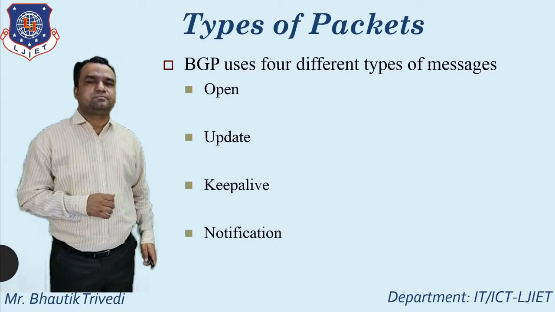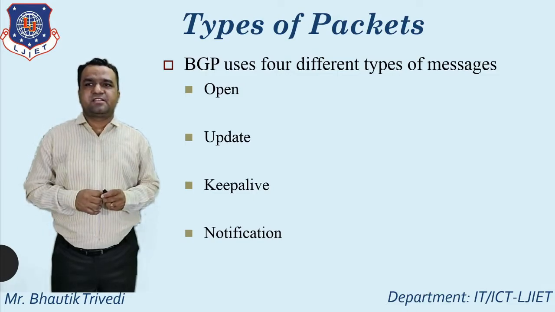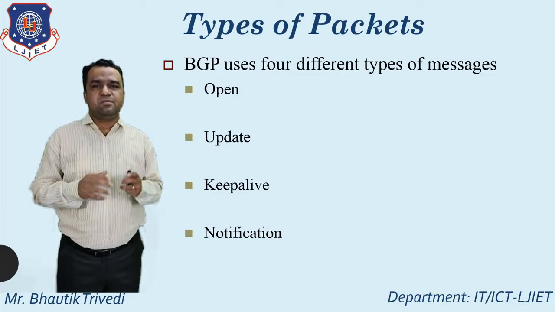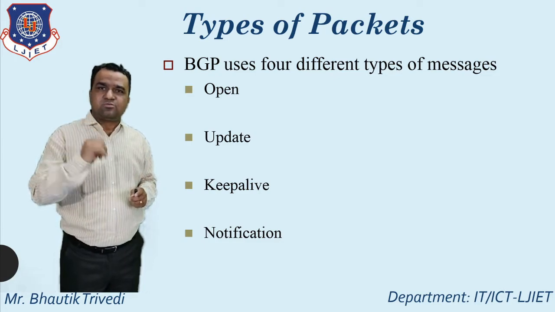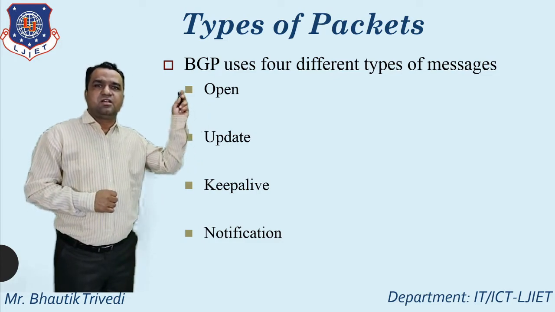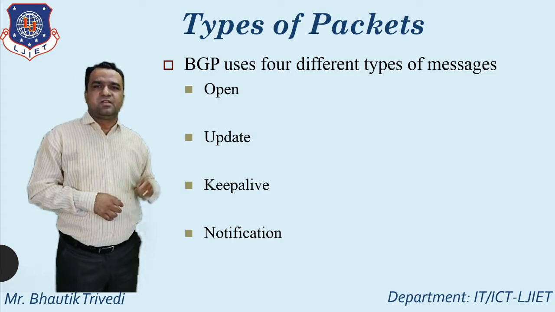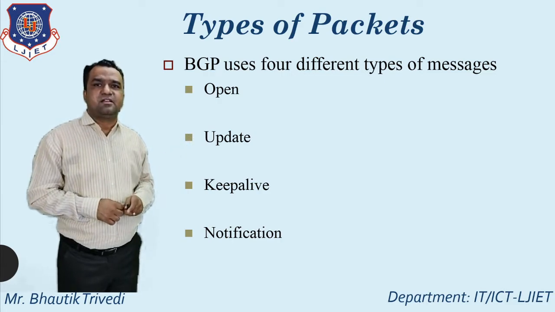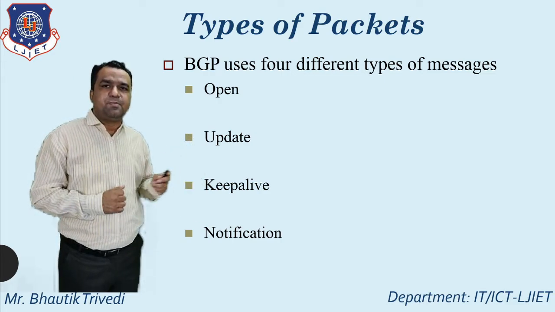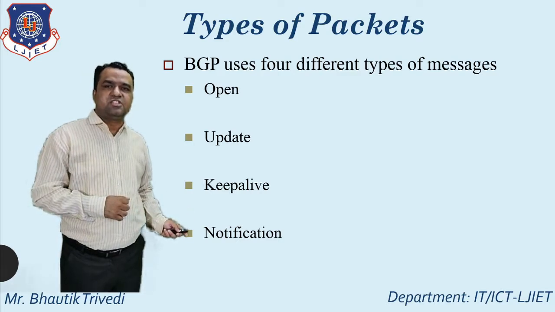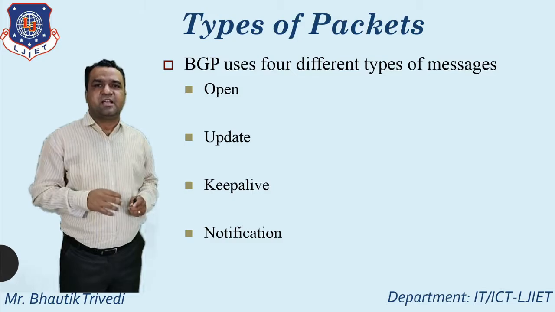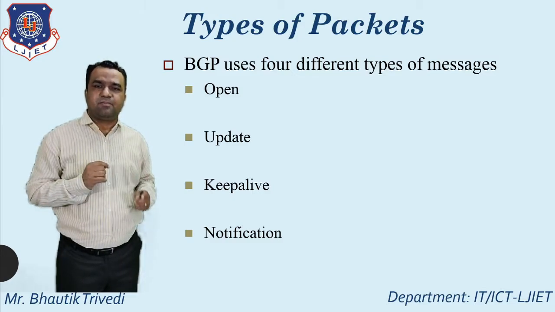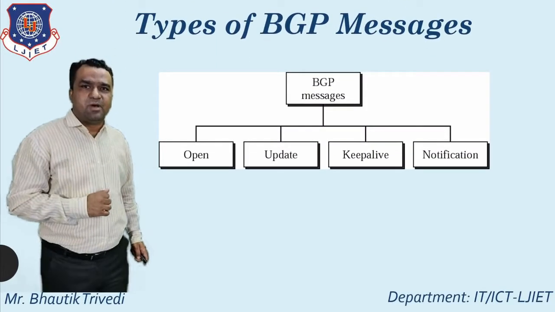After that, the types of packets supported in BGP. BGP supports four types of packets. First one is open, second is update, third is keepalive, and fourth is notification. So four types of messages, four types of packets, are part of the Border Gateway Protocol. Let's start one by one in detail.